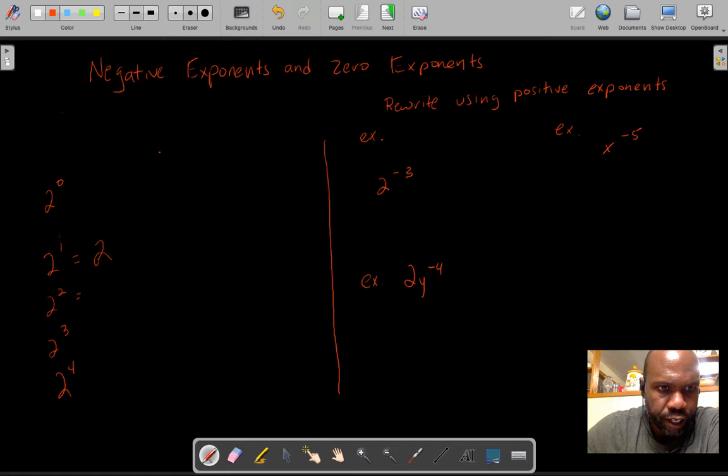Next one is 2 to the power of 2, so that's 2 times 2, which is 4. Then 2 to the power of 3 is 2 times 2 times 2, which is 8. And the next one is 2 to the power of 4, which is 16, because it keeps doubling as we go along.